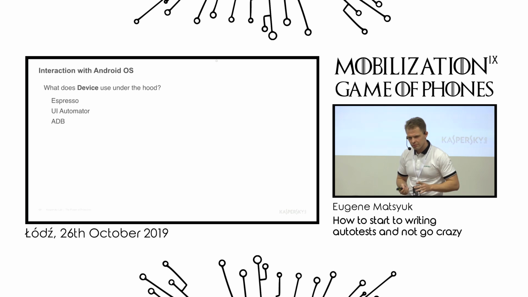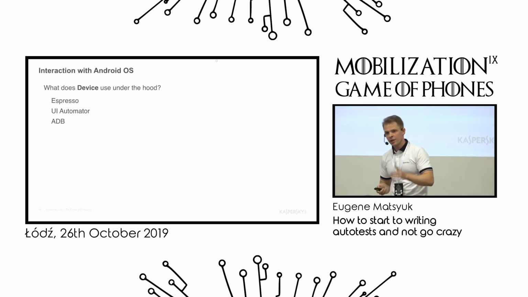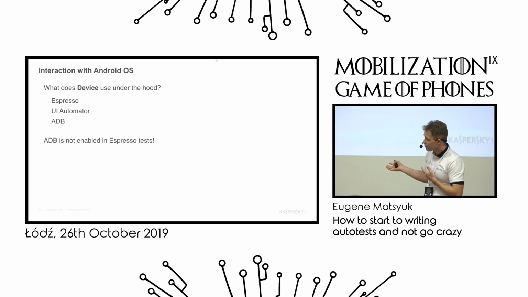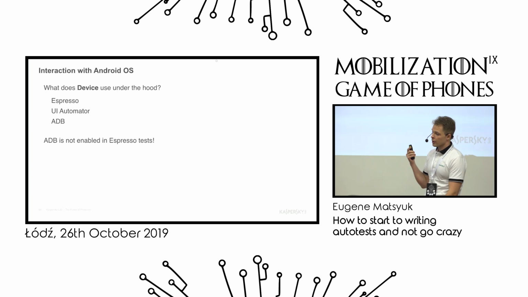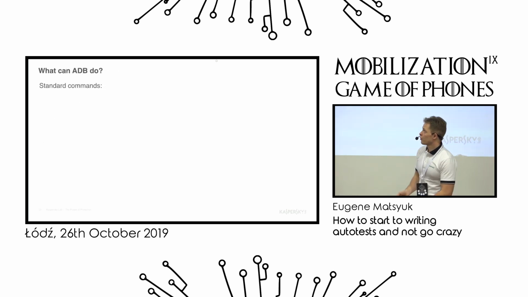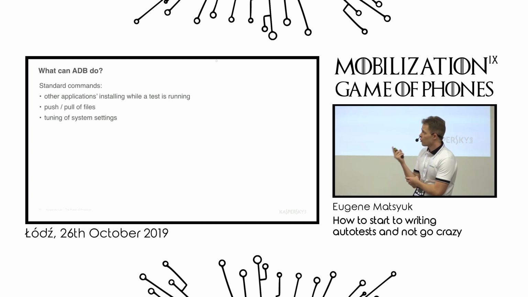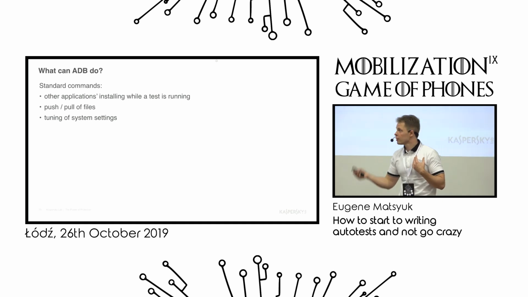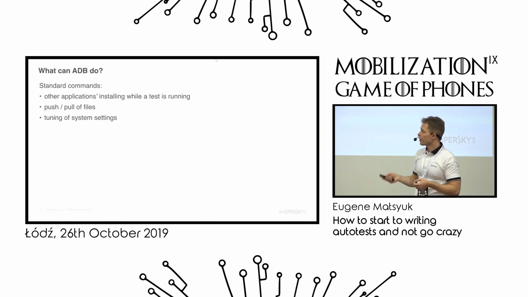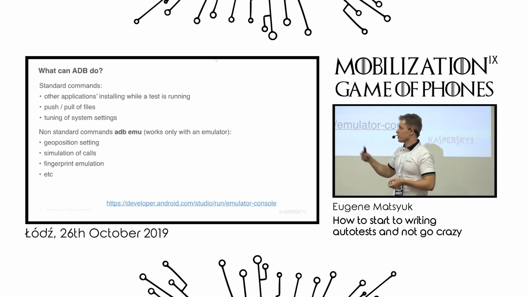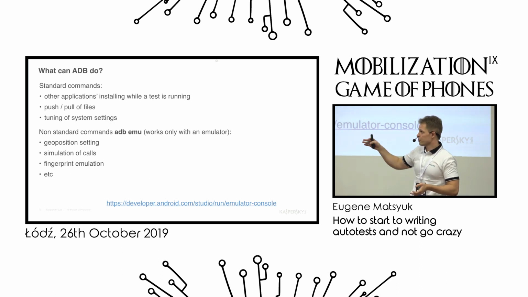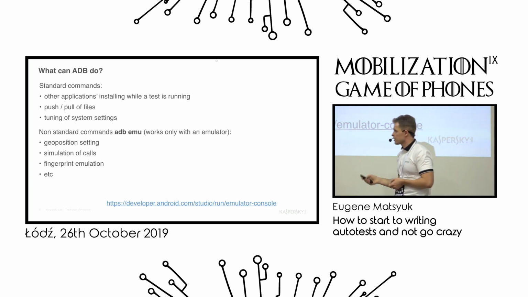But an attentive listener can notice that ADB is not enabled in an Espresso test, and it's a problem. But ADB is very useful, especially for tests. And let me remind you how ADB can help you. For example, you can execute standard commands like push or pull files, tuning of system settings, and so on. Also, you have special ADB emu commands, but they work only with an emulator. And these commands are really very interesting: geoposition settings, simulation of calls, fingerprint emulation, etc.